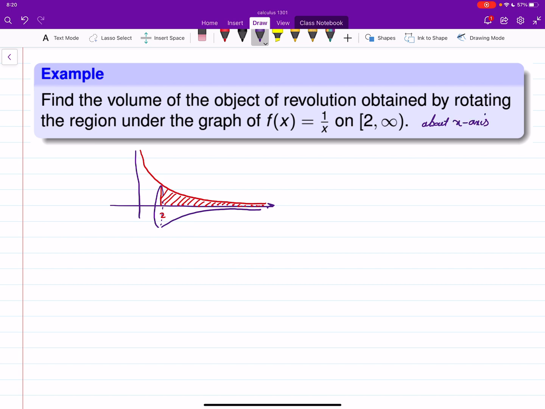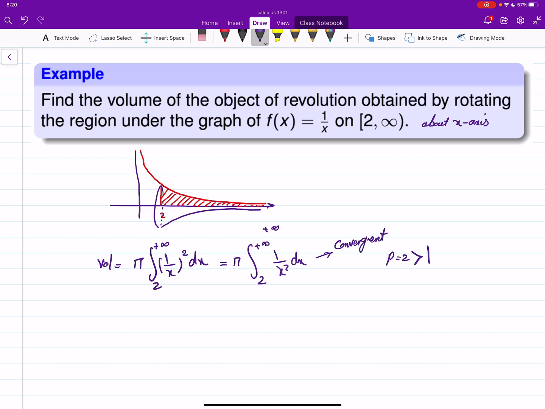Then you know that the volume in that case is going to be given by pi times the integral of f of x squared dx, from 2 to plus infinity. So we have to check to see if this is convergent or not. Basically we are trying to find the integral of 1 over x squared dx. But this is one of these p integrals. P is 2, which is bigger than 1, and it is convergent.